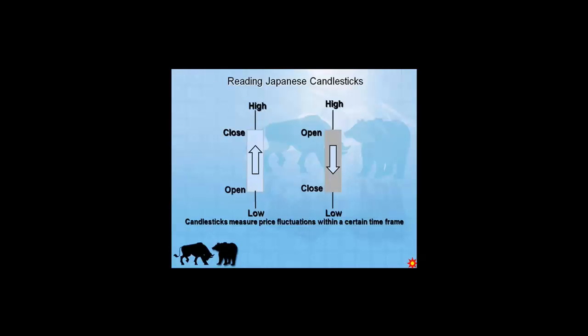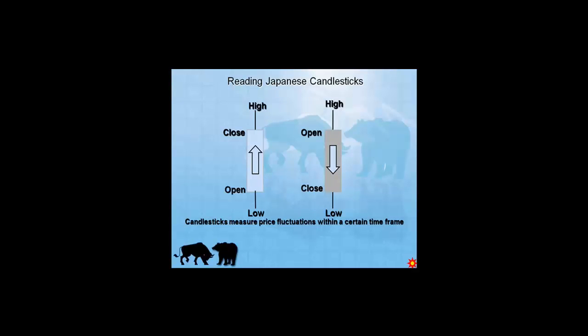Now, a Japanese candlestick measures a fluctuation of price during a certain period. It could be a daily chart, it could be an hour chart, it could be a 4-hour chart. If I say a daily chart, I mean that each candle is worth a day. If I say a 60-minute chart, each candle is worth 60 minutes.